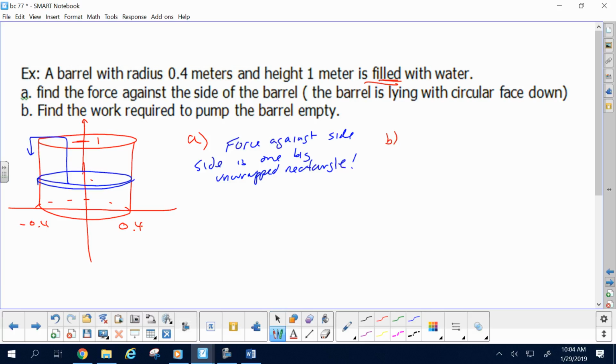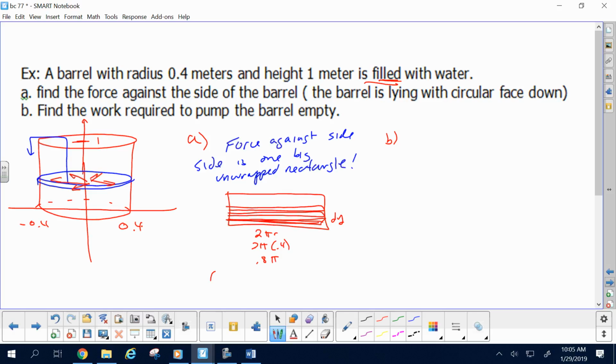So for the force, it's kind of funky because it's not one flat side, but out in all sides. But you could think of it as one big unwrapped rectangle with lots of little long, thin slices of area. The only difference is that, what is the length of this? Circumference. So 2 pi r with radius of 0.4. So this distance is always going to be 0.8 pi dy for the area.